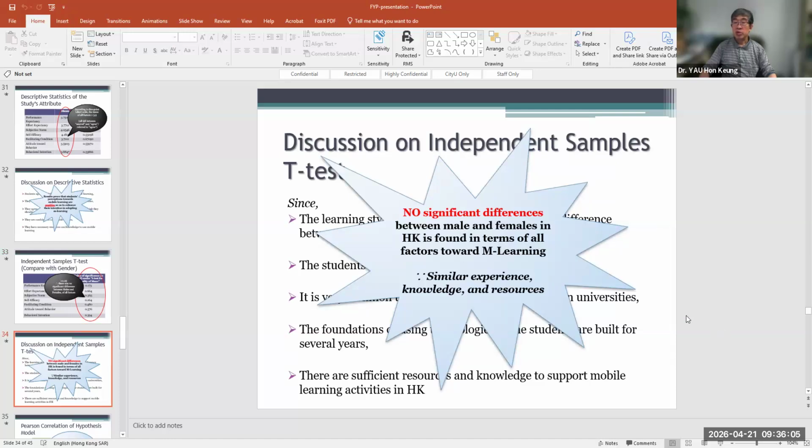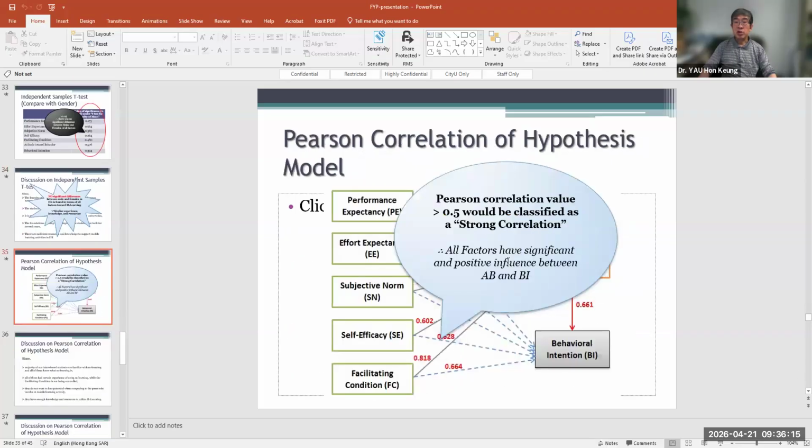Okay, so actually, female and male can use the mobile learning. And then Pearson correlation is greater than 0.5. That means they have a significant and positive influence between AB and BI.